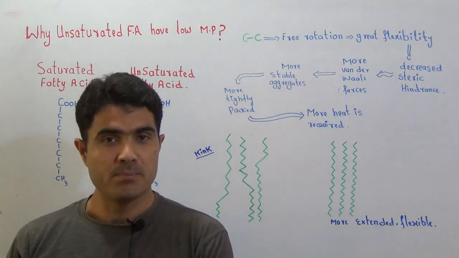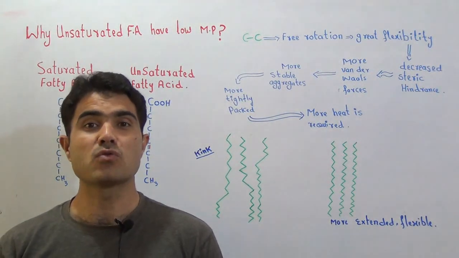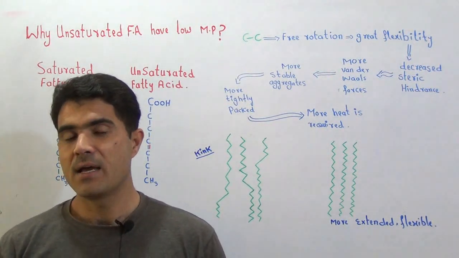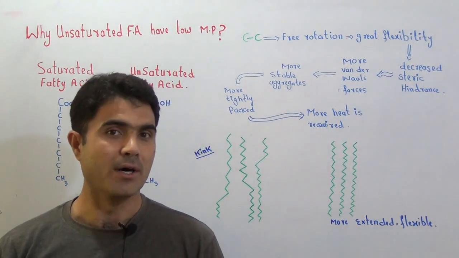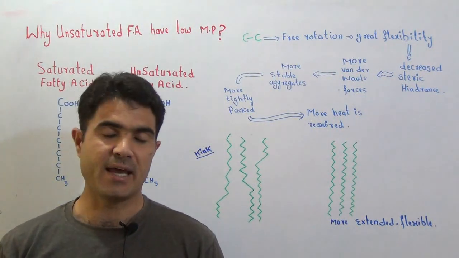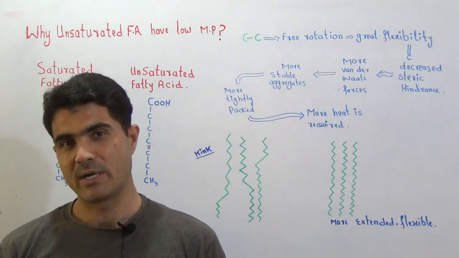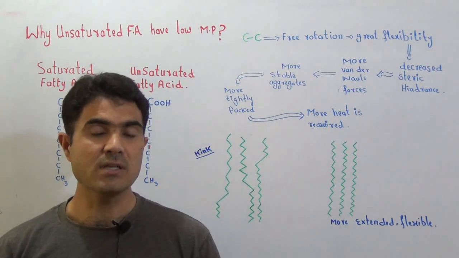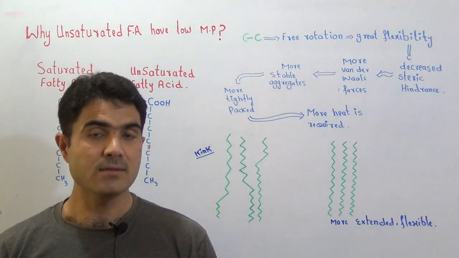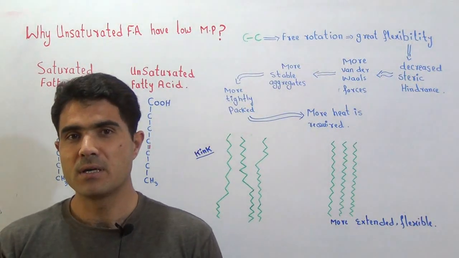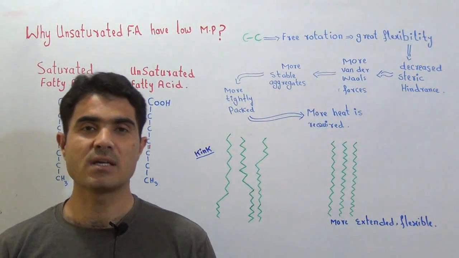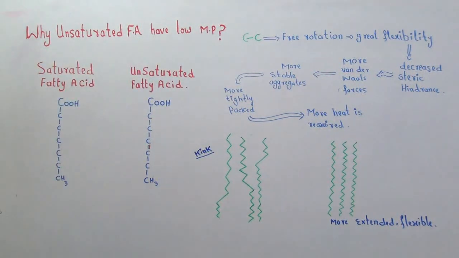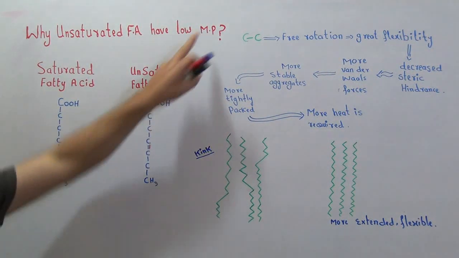Today's topic is from biochemistry, and it is a really very conceptual topic: why unsaturated fatty acids have a low melting point, or why saturated fatty acids have a relatively higher melting point than unsaturated fatty acids. Today we will give you a scientific reason behind this, and also we will discuss some of the phenomena of chemistry like steric hindrance, double bond, and so on. So here is the topic: why unsaturated fatty acids have a low melting point.